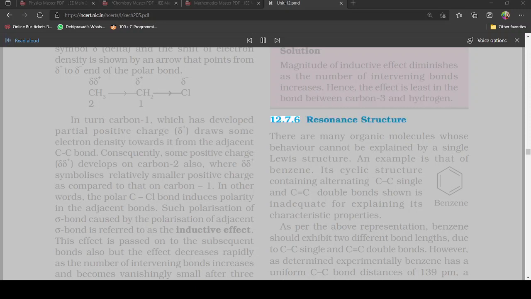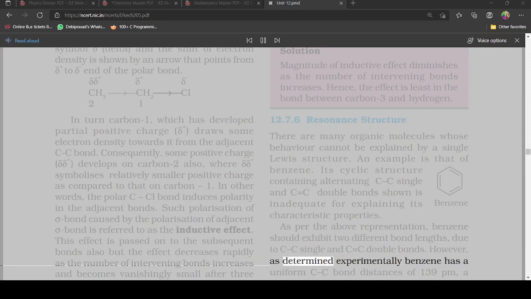Resonance structure. There are many organic molecules whose behavior cannot be explained by a single Lewis structure. An example is that of benzene. Its cyclic structure containing alternating C-C single and C=C double bonds shown is inadequate for explaining its characteristic properties. As per the above representation, benzene should exhibit two different bond lengths due to C-C single and C=C double bonds.